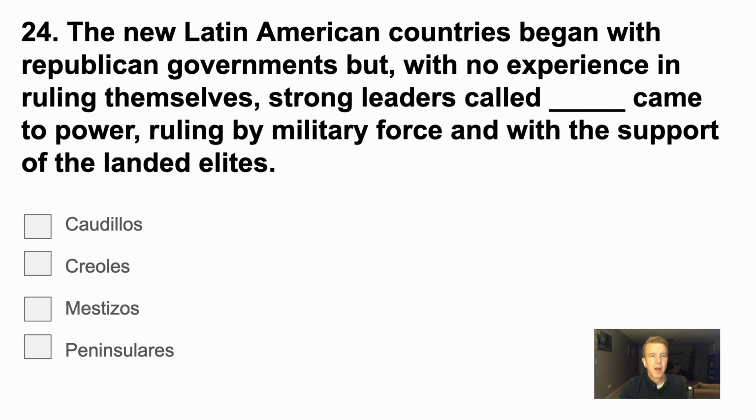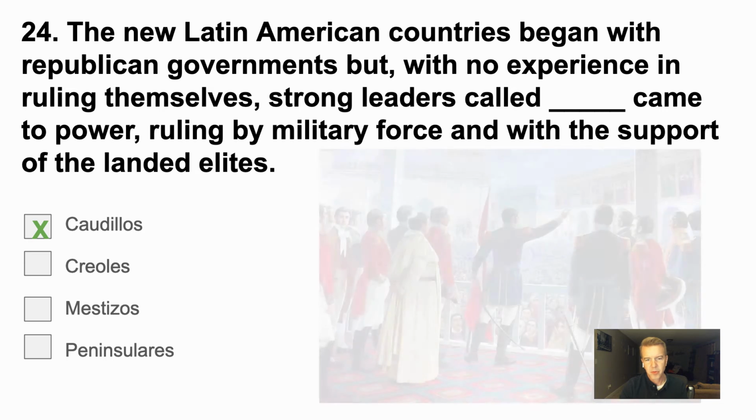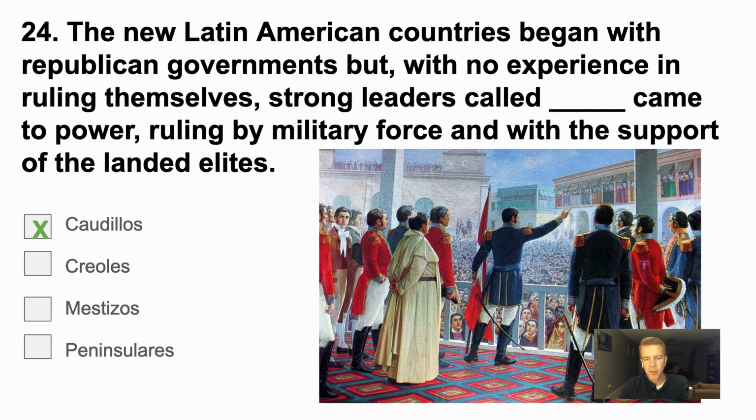The new Latin American countries began with Republican governments, but with no experience in ruling themselves, strong leaders called blank came to power, ruling by military force and with the support of the landed elites. These are caudillos, okay? These guys came to power to help bring stability because people were willing to give up these Republican governments and the right to vote for some stability and safety in terms of their social contact.